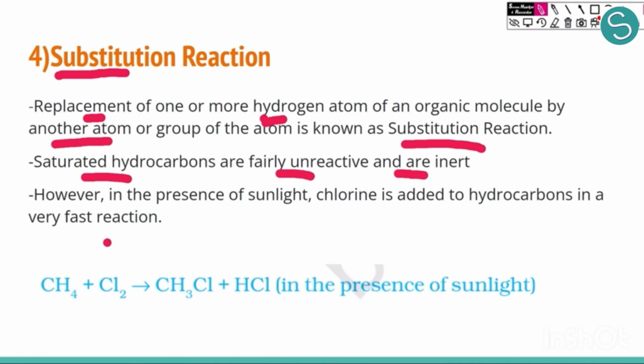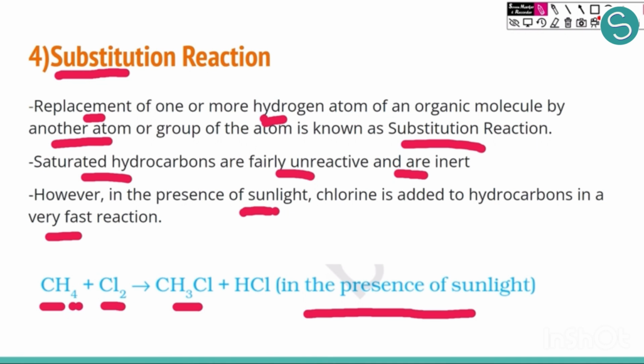They are very stable compounds, but in the presence of sunlight, chlorine is added to saturated hydrocarbons at a very fast pace. So we have methane over here. Chlorine is added to it in the presence of sunlight. So if I give some sunlight to chlorine and a saturated hydrocarbon, I can add a chlorine atom in place of hydrogen. Earlier I had 4 hydrogen atoms. Now I have only 3 hydrogen atoms, and 1 hydrogen atom has been replaced by this chlorine atom.